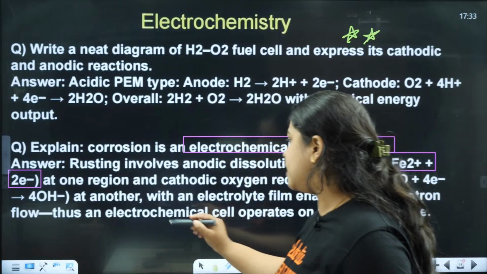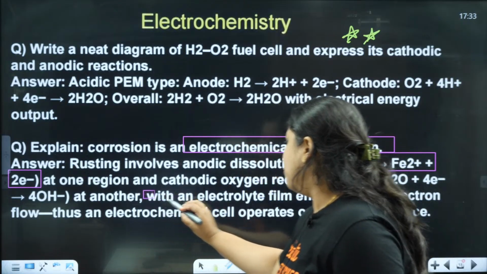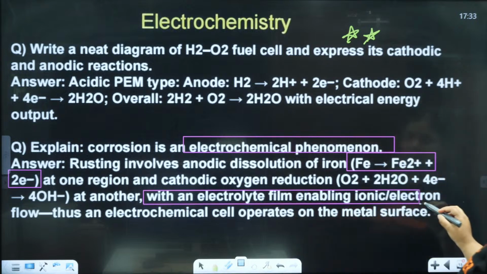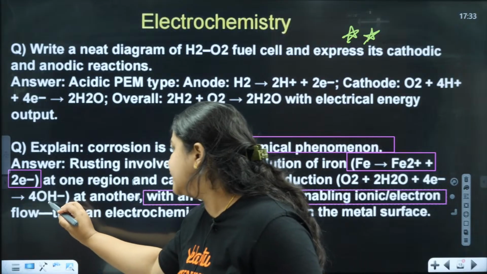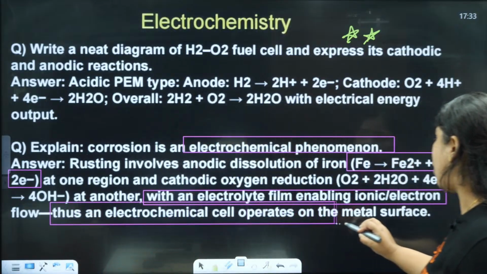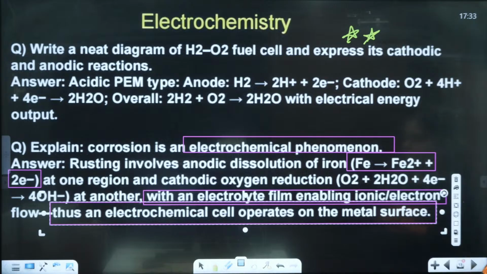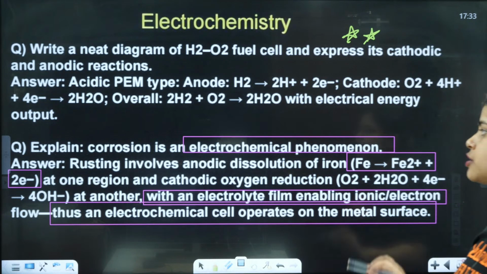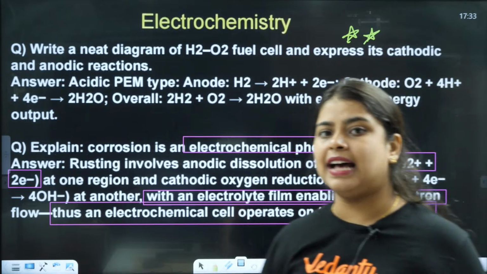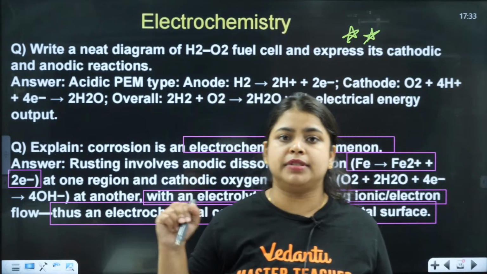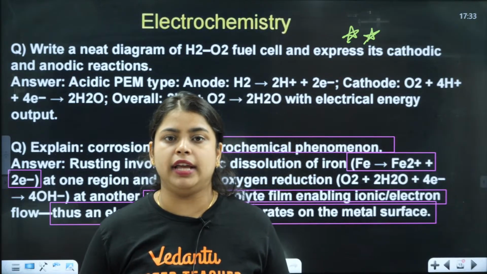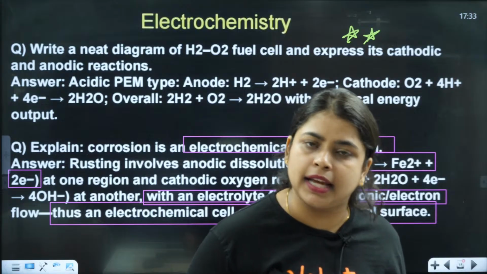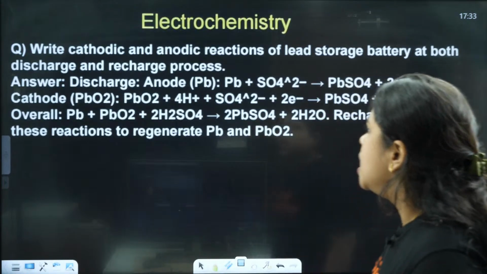Clear? So with an electrolyte film enabling the ionic or electron flow, thus an electrochemical cell operates on the metal surface. It will operate from the metal surface. Clear? Such questions on corrosion they will ask, and they might ask it for the MCQ also. Corrosion questions are asked more in MCQ. Revise that. In case of MCQ questions, I will do them, and you can look at it there. Okay?